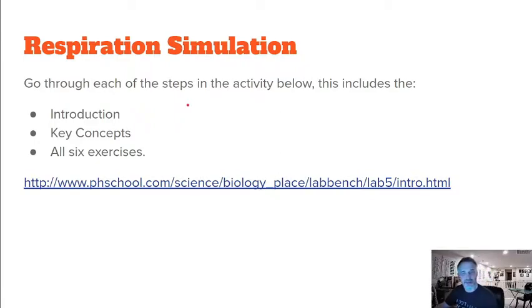So go through each of the steps of the activity below. This includes the introduction, the key concepts, all 6 exercises. It's found at this link, and then once you go through all those steps, come back, go to the section that talks about the extra credit, and you can either write right in a text box or you can write it in Google Docs and submit it that way. But basically, about one page talking about what you did and how the simulation went.